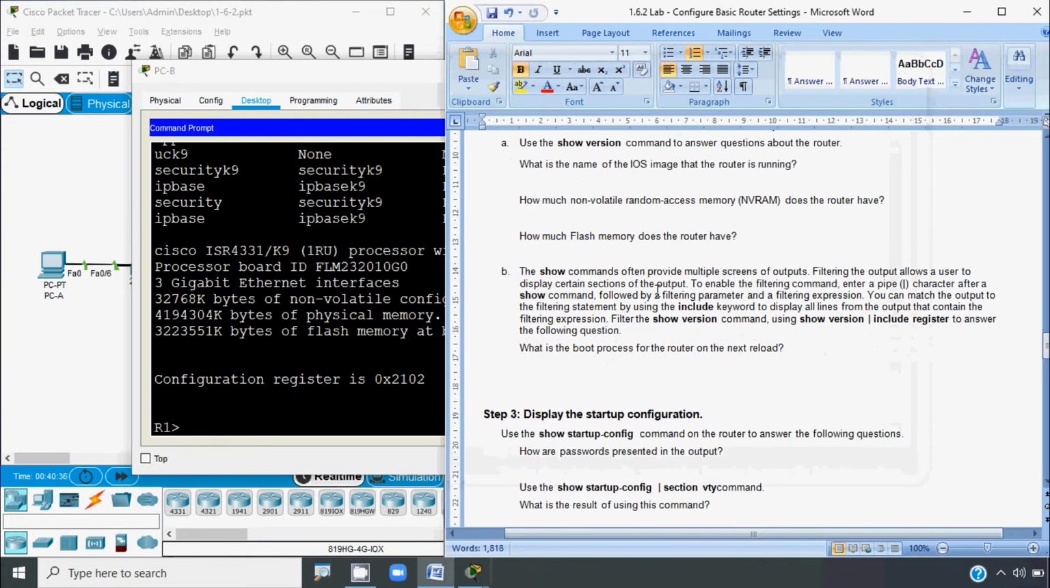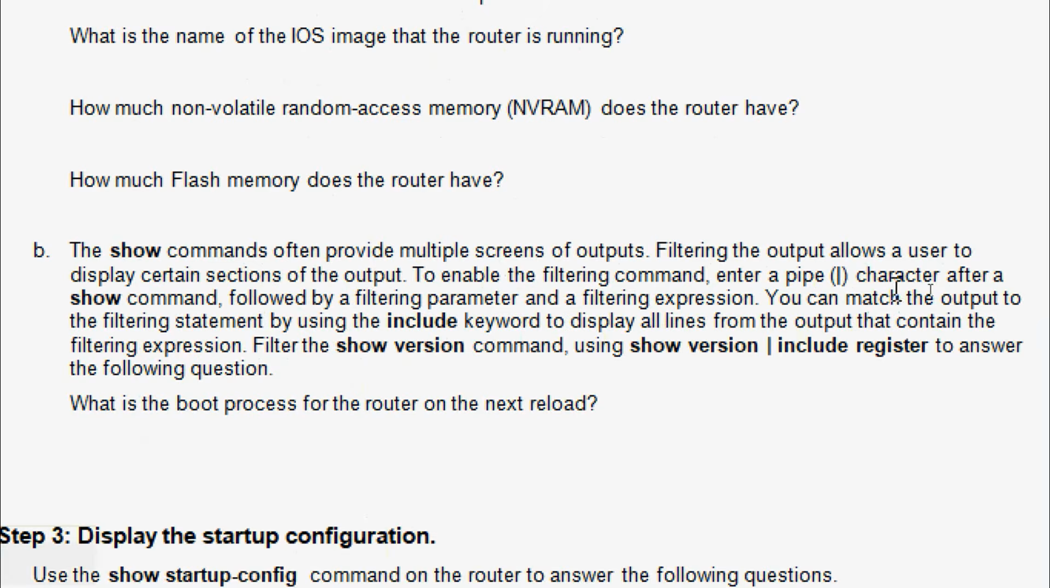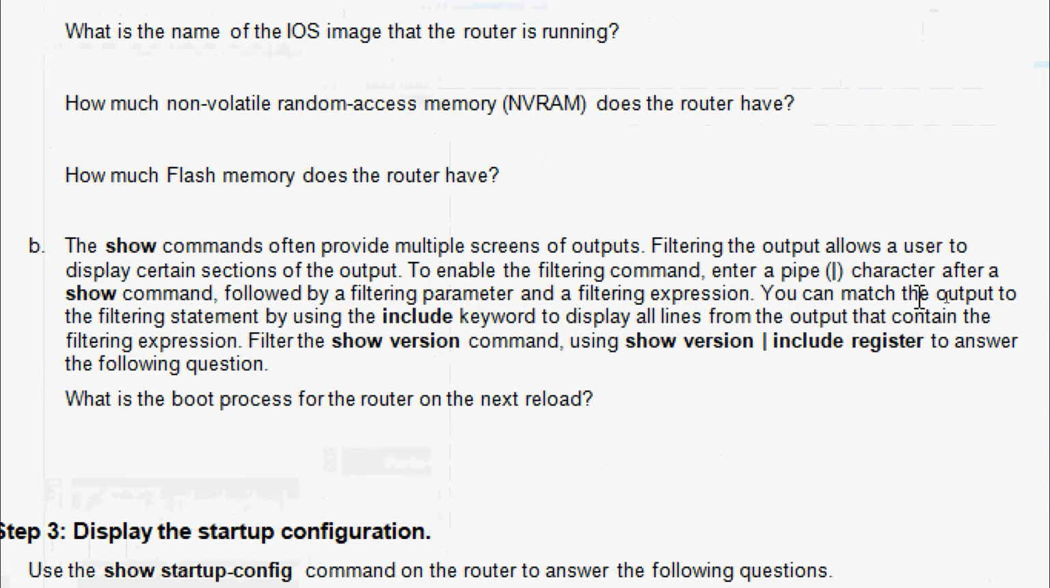The show commands often provide multiple screens of output. Filtering the output allows a user to display certain sections of the output. To enable the filtering command, enter a pipe character after a show command, followed by a filtering parameter and a filtering expression. You can match the output to the filtering statement by using the include keyword to display all lines from the output that contain the filtering expression. Filter the show version command using show version, pipe, include register to answer the following question. What is the boot process for the router on the next reload?